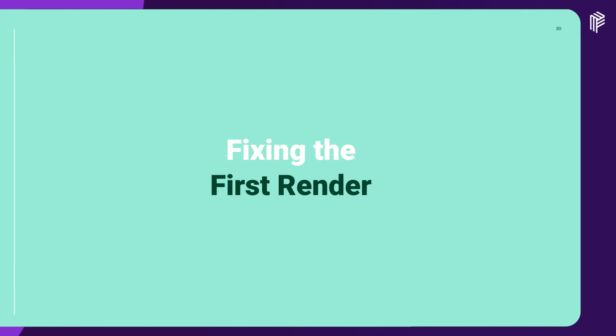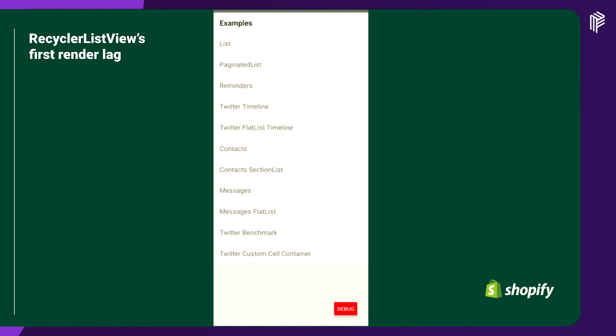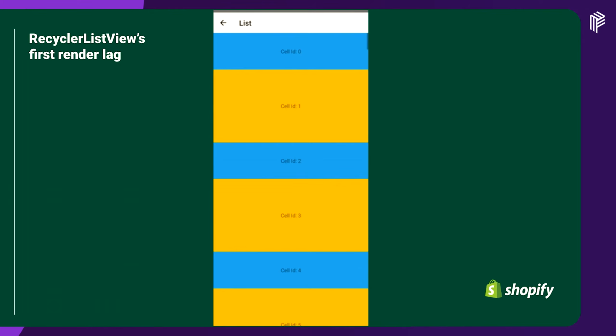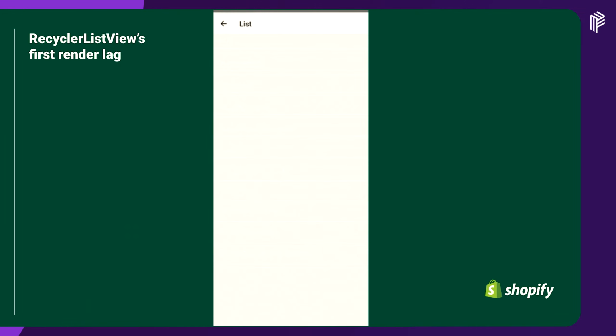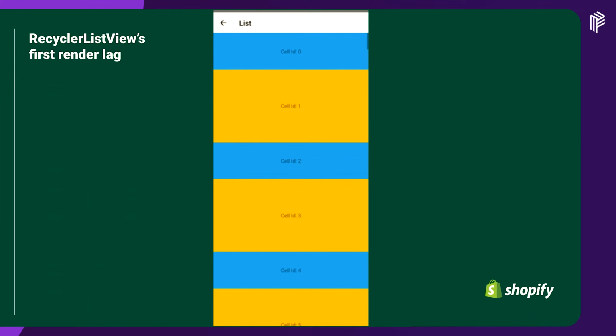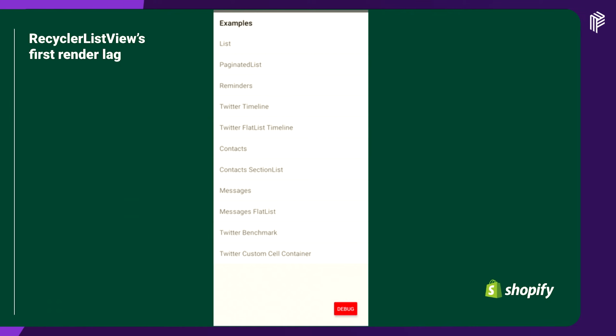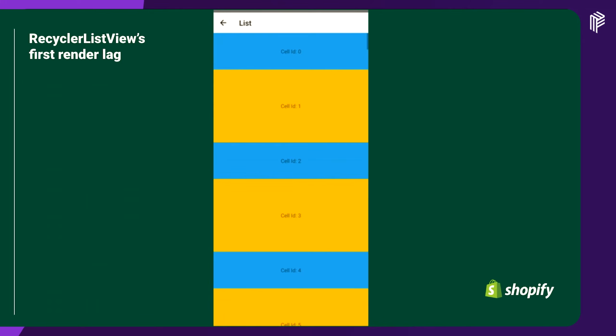The next issue I touched a bit on is the dynamic cell heights. It's fixing that first render. This is a very slowed down video of RecyclerListView, and you might be able to see that there's this slight jitter, where there's a mismatch between the actual true layout and the estimated layout.